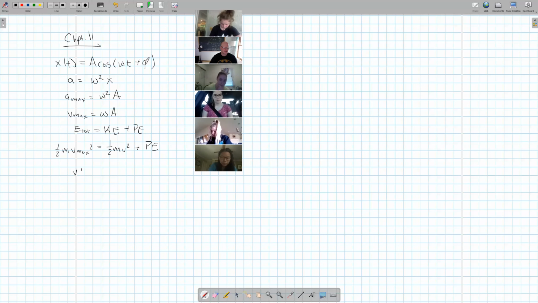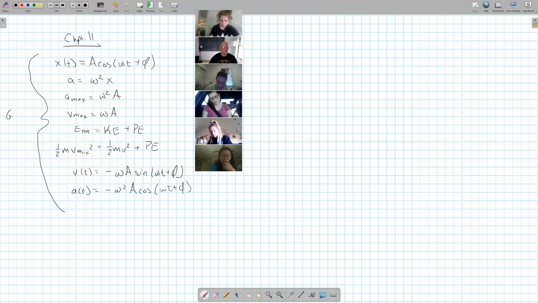Velocity as a function of time is equal to negative the angular frequency times the amplitude times sine of omega t plus the phase factor. And then the acceleration as a function of time is equal to negative angular frequency squared times the amplitude times cosine, not squared, just cosine, of omega t plus phi. Again, these are all of the general things. This is true for any type of harmonic oscillator. So these are all general.